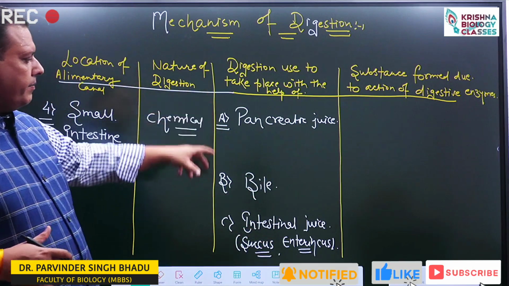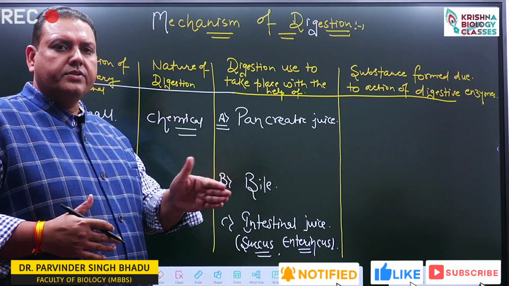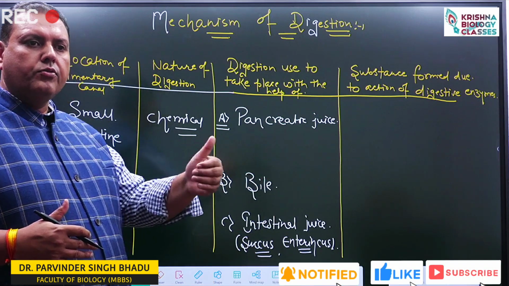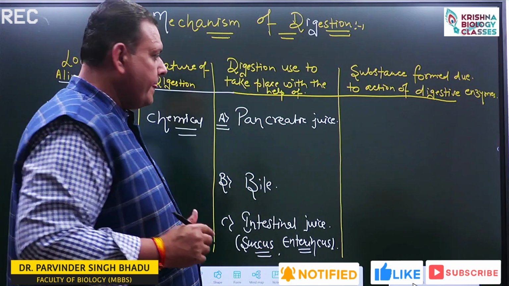They used to get mixed up near the duodenum region, and inside the duodenum, jejunum, and up to the ileum, the entire digestion process used to get completed.